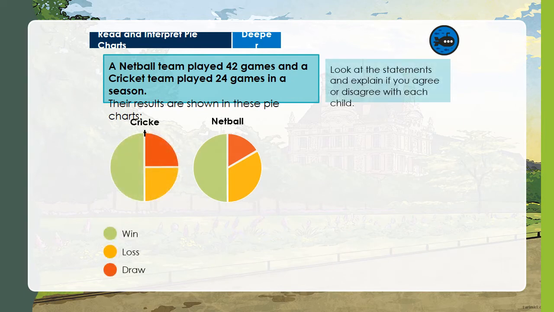A netball team played 42 games and a cricket team played 24 games in a season. Their results are shown in these pie charts. Now, I want you to look at the statements and explain if you agree or disagree with each child. Remember, the wins are represented in green on our pie charts, the losses in yellow, and the draws in orange. Orange or red, whichever colour you think it looks like.